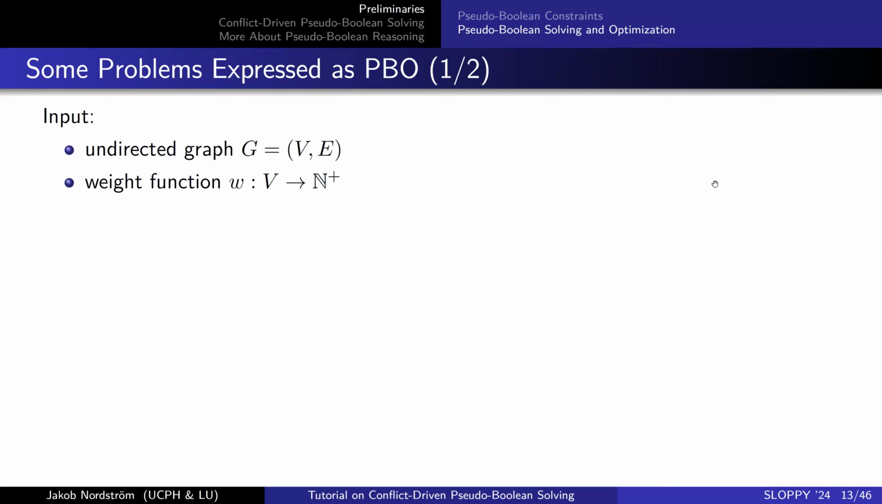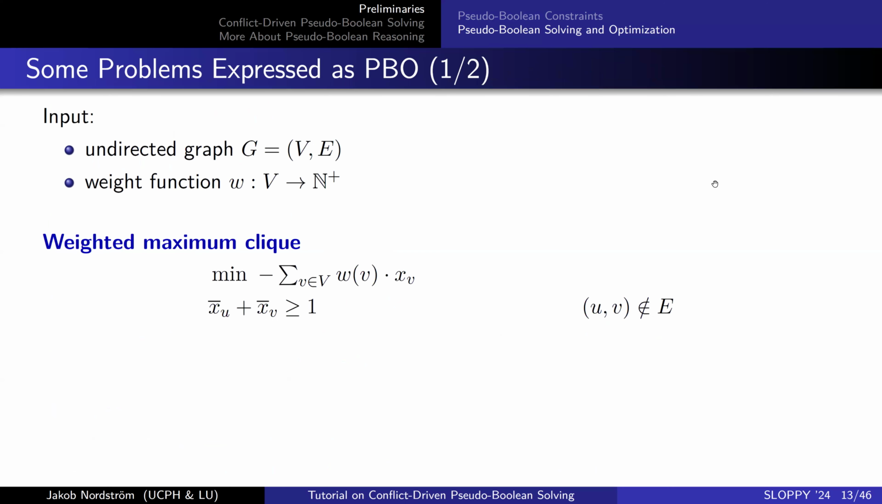Pseudo-Boolean solving: just to stress that this is actually an expressive paradigm. Suppose I have a graph with vertices V and edges E, and some kind of weight function on the vertices. To encode the weighted maximum clique problem, I just say, well, if uv is not an edge, then I cannot pick both u and v to be in my clique. And subject to these constraints, I want to maximize the sum of the weights, that is, minimize the negation of the sum of the weights.